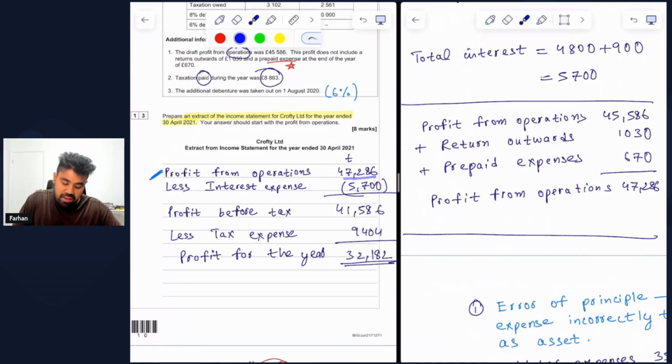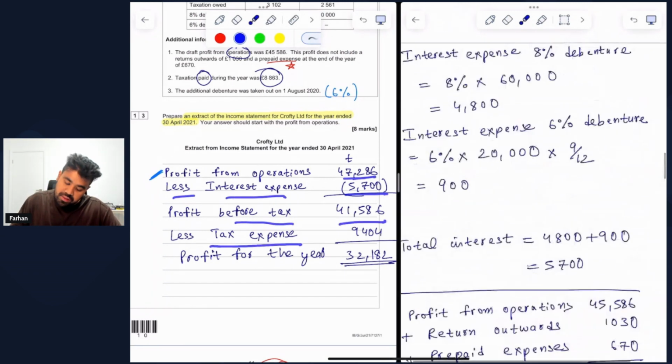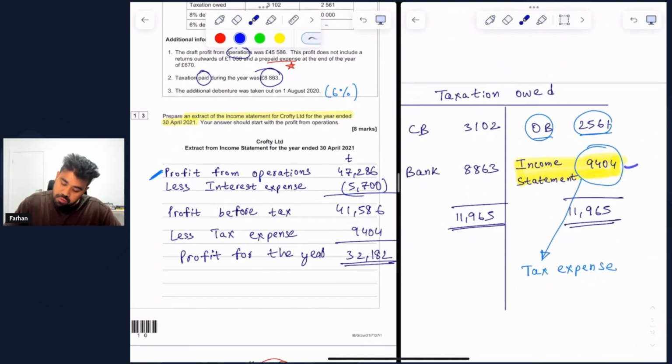So profit from operations is £47,286. Then we subtract any financing expense, which is the interest expense in this case, and that is £5,700. You remember we have calculated this by finding the value for interest for the 8% debenture and then adding it with the interest expense for the 6% debenture. And that gives us a profit before tax of £41,586. Then we simply subtract the tax expense that we have derived at the very beginning, which is £9,404. You can keep this in bracket to reflect a reduction. And then you get the final profit for the year of £32,182.